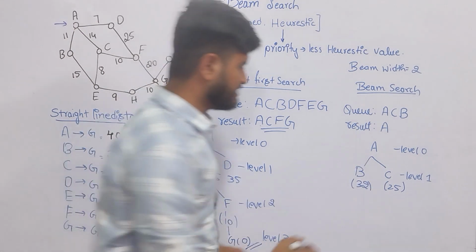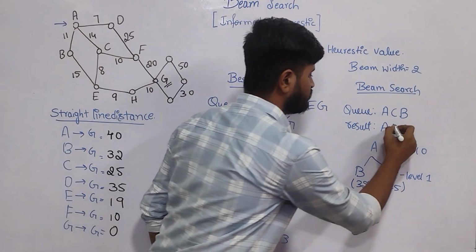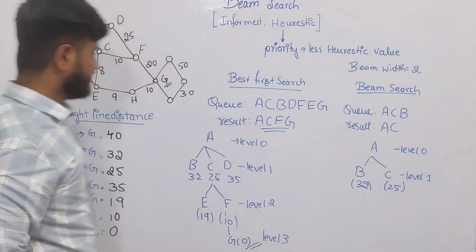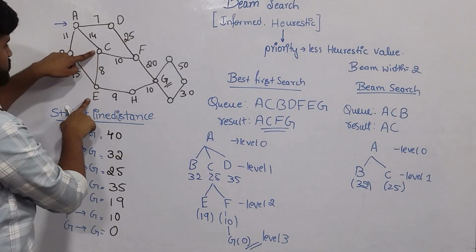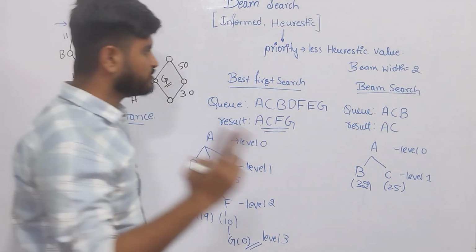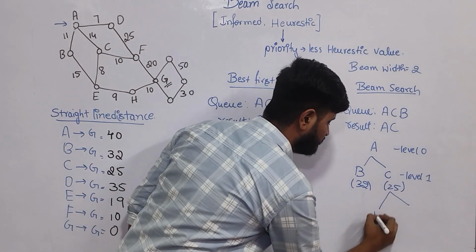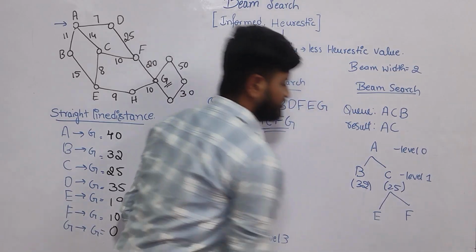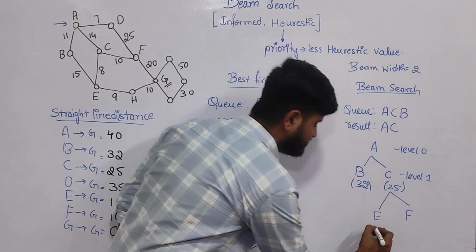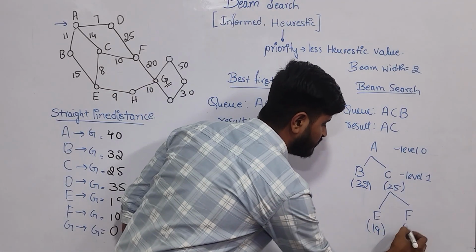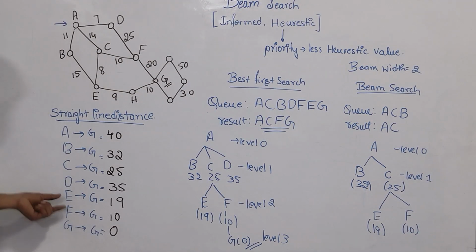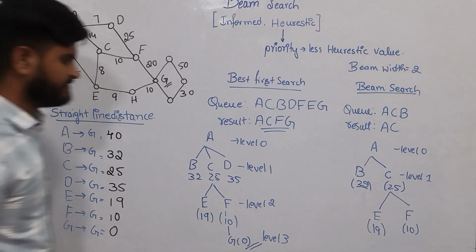Next, to move to the next level, we will be using C. So you must write C in the result, and from C I can move to E or I can move to F. Only two conditions, and beam width is also 2. So you can consider both of them, E and F. The heuristic value of E is 19 and heuristic value of F is 10. E is 19, F is 10.